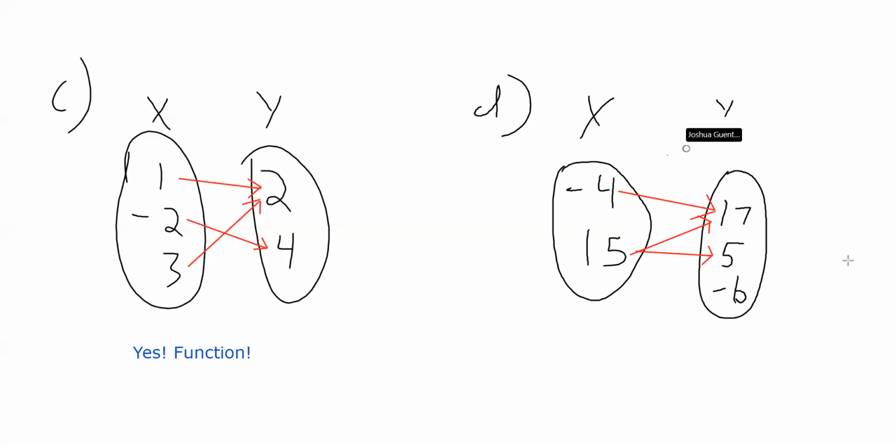What do you guys think? Would this be a function, yay or nay? Yes or no? Well, the negative 4 is okay, but 15 is a single x value pointing to multiple y values. That creates a problem. So no, this is not a function. The fact that negative 6 here does not get pointed to is actually okay. It's actually not a big deal. That's not causing it to fail. But no, not a function, because a single x value is trying to go to multiple y values.